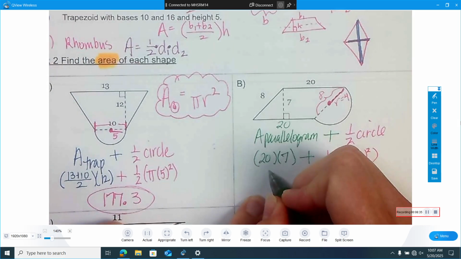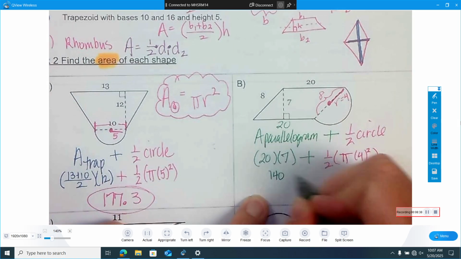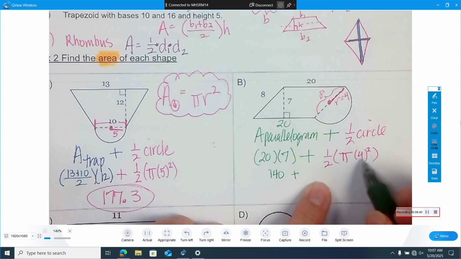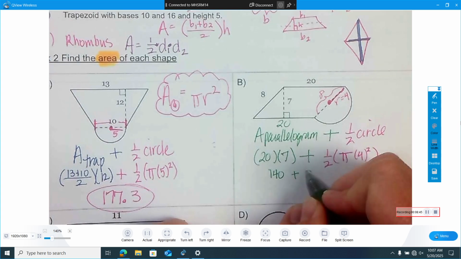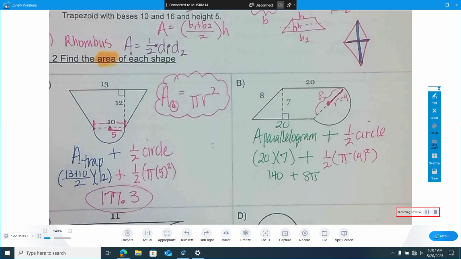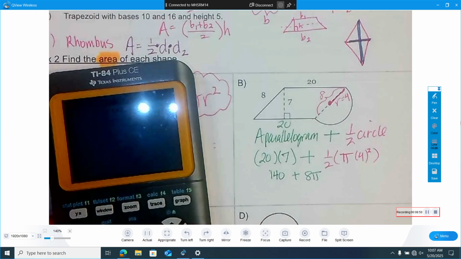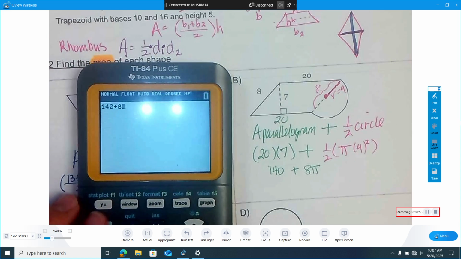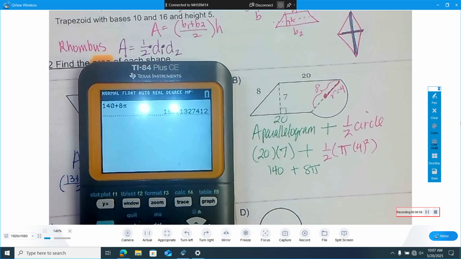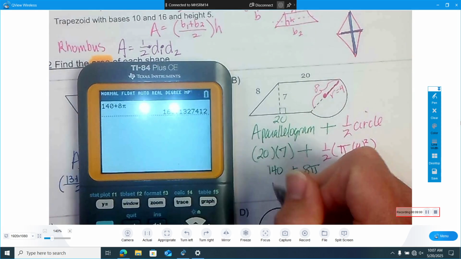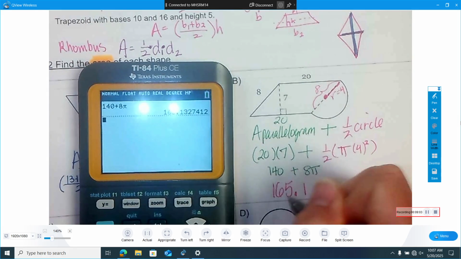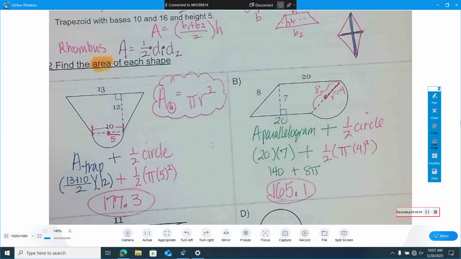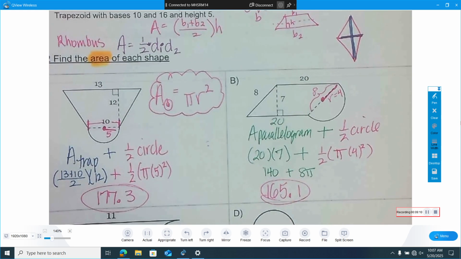So I just want to go through, 20 times 7 is 140. And then what is 4 squared? 16. What's half of 16? 8. So you can clean this stuff up really easily. And it's important to be able to do that. So it's really just 140 plus 8 pi, which would be 165.1 units squared. All right, questions so far?